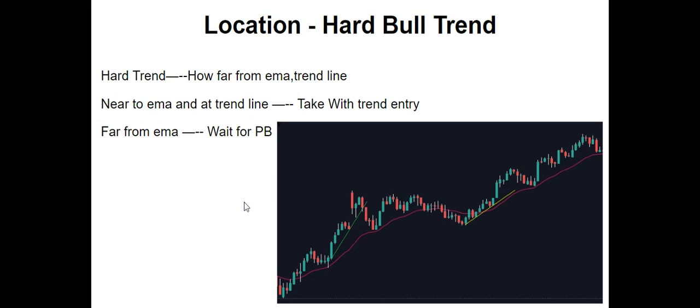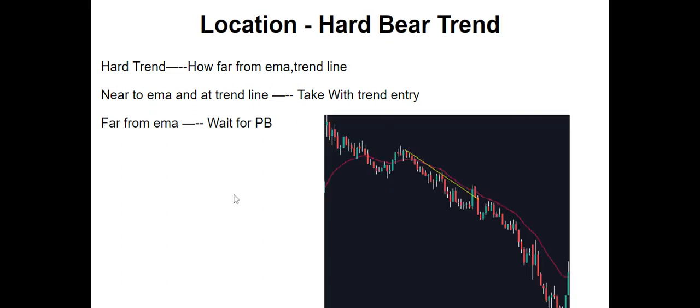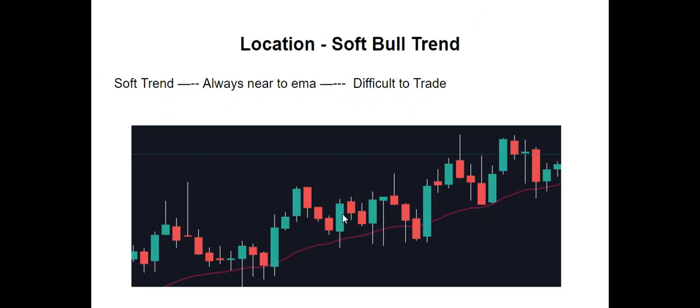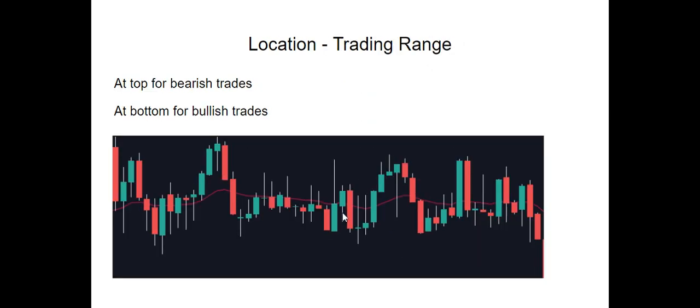Okay, so we had discussed some examples of good setups in a hard bull trend. In a hard bear trend, we'll discuss the setups there. Then in a soft bull trend, we said we will not trade because the context is bad. And then again in a location, we said doji at the top is a good signal bar in a trading range for a bearish trend move, right?